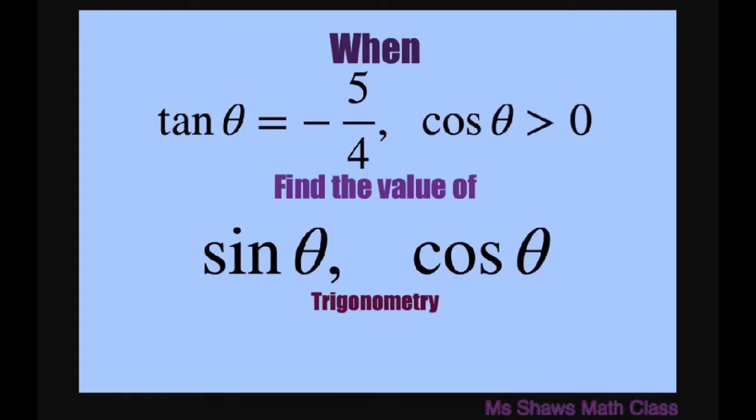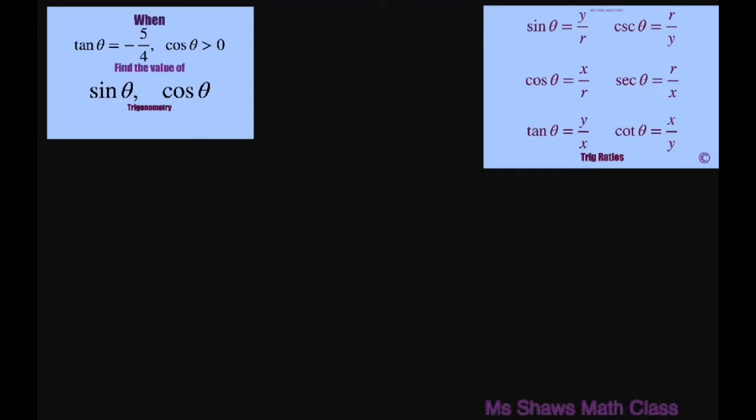Hello everyone. When tan of theta equals -5/4 and also cosine of theta is positive, we're going to find the value of sine of theta and cosine of theta. So basically, when it says tan of theta is negative, but our cosine is positive, that puts us in quadrant 4. Because cosine is either in quadrant 1 or 4, because that's your x.